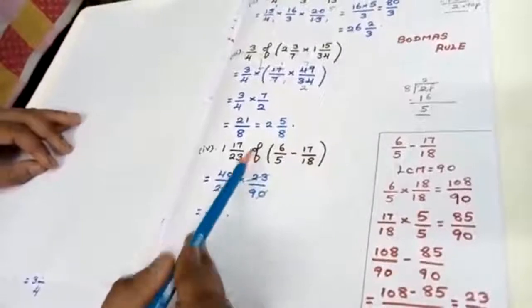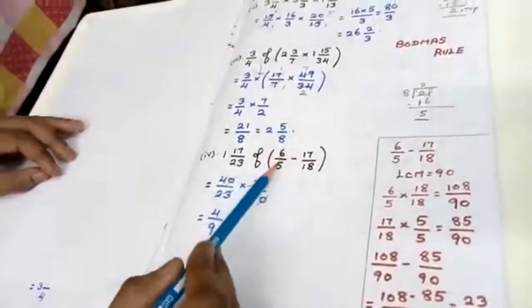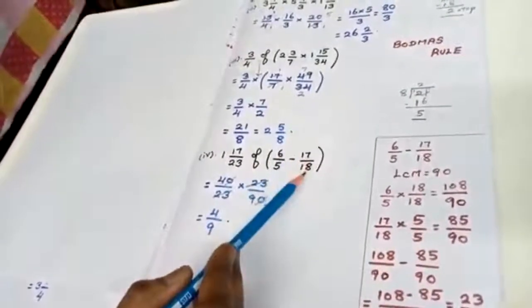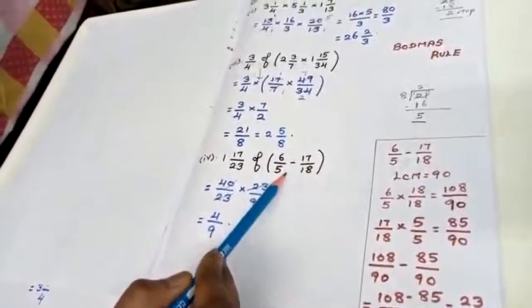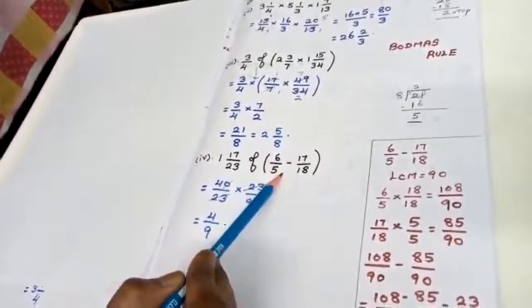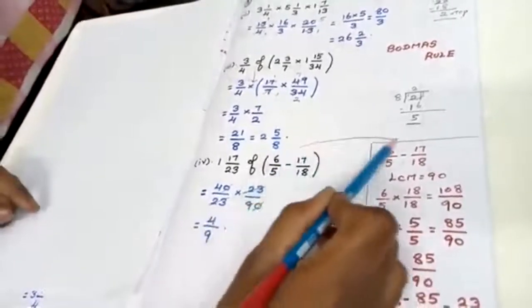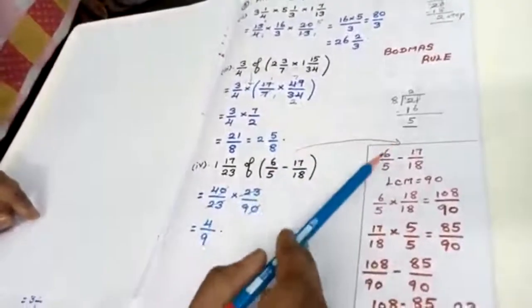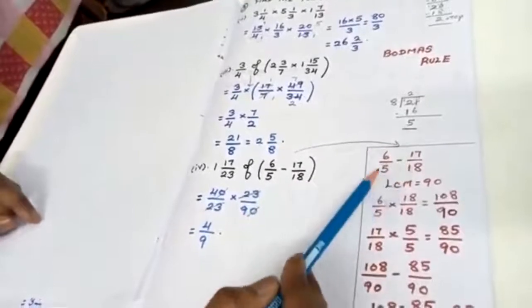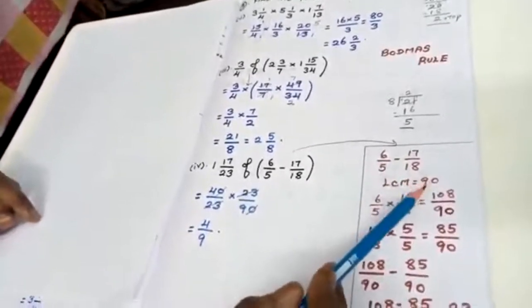So instead of "of", you are going to write it as "into". 6 by 5 minus 17 by 18 is inside the bracket. What is the rule? BODMAS, bracket of. Inside the bracket, you are going to solve the value first. What I am doing here is just bringing to the rough work 6 by 5 minus 17 by 18. Take LCM here, students. I am getting it as 90.